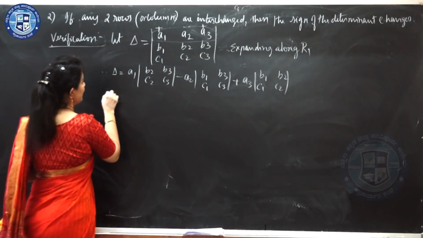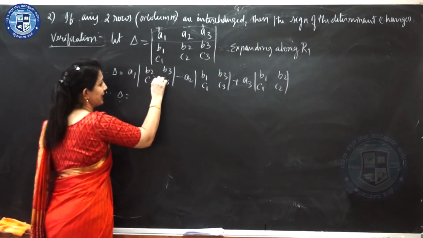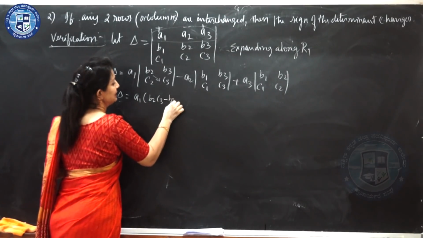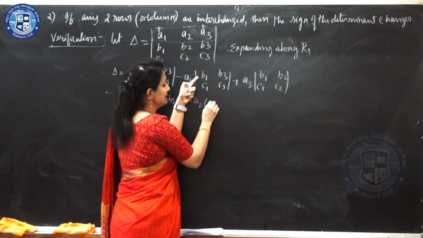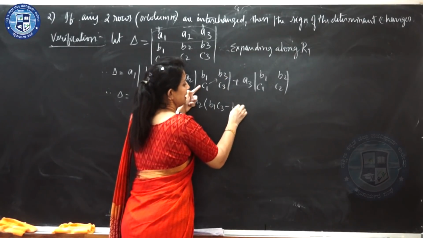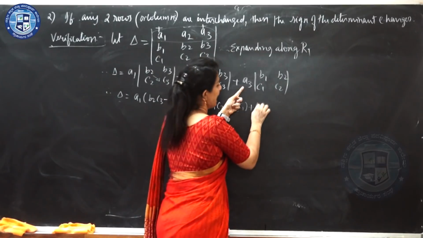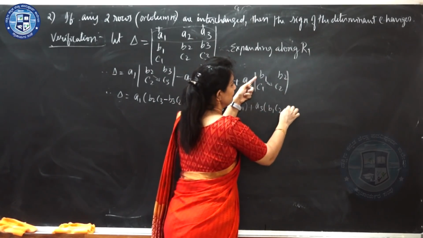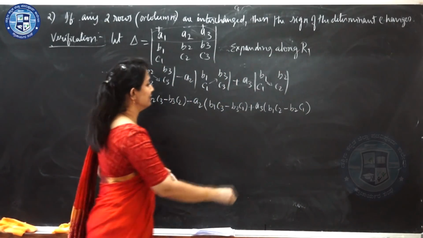Okay, so therefore delta is equal to, you know how to expand, cross multiply. So A1 into B2 C3 minus B3 C2, minus A2 into, cross multiply, B1 C3 minus B3 C1, plus this one A3 into, cross multiply, B1 C2 minus B2 C1. Take it as first equation.